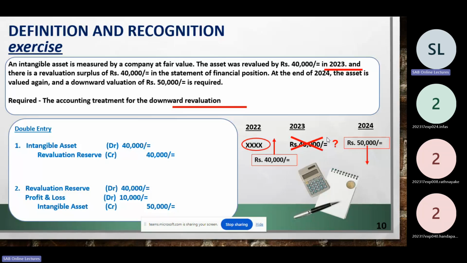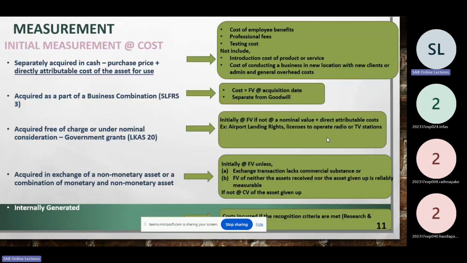And again, there's another downward transaction in 2024 of 50,000. In that scenario, there's already 40,000 in the revaluation reserve, so that will be reversed by debiting the revaluation account. But the difference of 10,000 is identified in profit and loss. Therefore, intangible assets are credited 50,000.